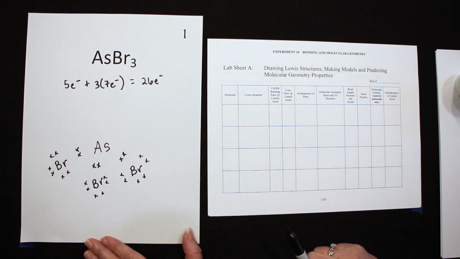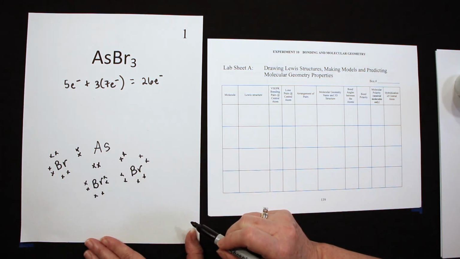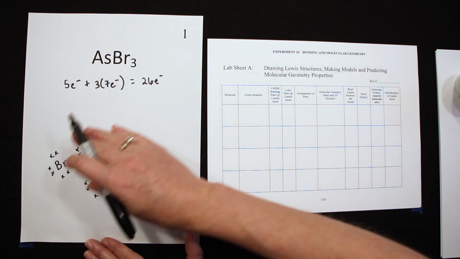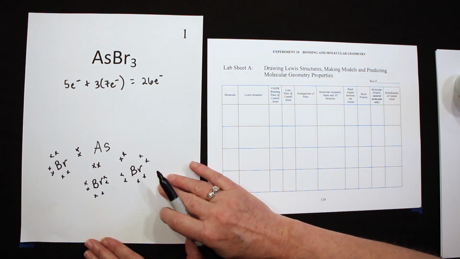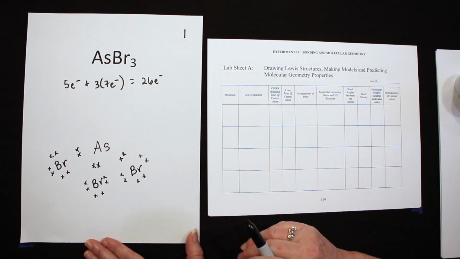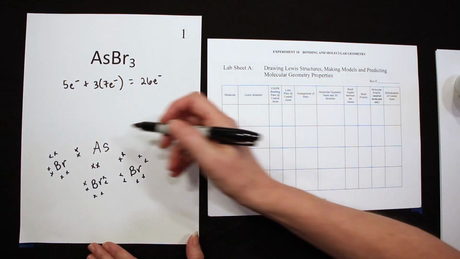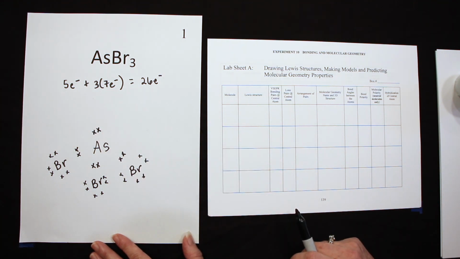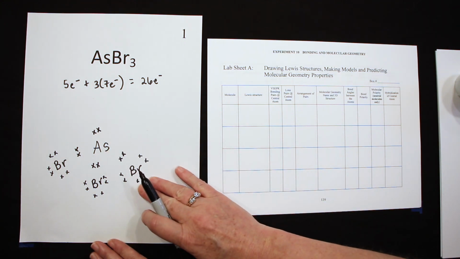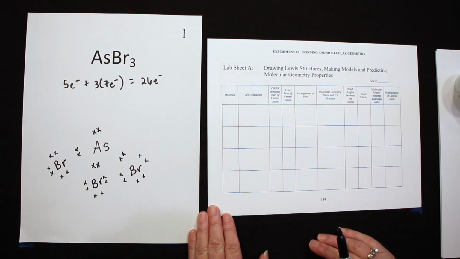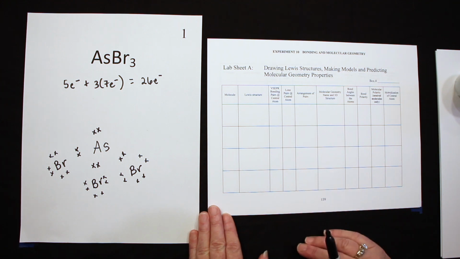You'll count up the electrons now, and you'll find that there are 24 electrons in this structure that we've drawn so far. But we need 26 in our structure. So what do you do with those extra 2 electrons? You're going to put them on the central atom as a lone pair. So that's our Lewis structure. You can draw that in your space, in your box, on the first line for this molecule.